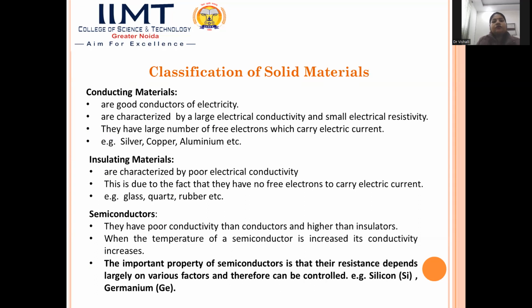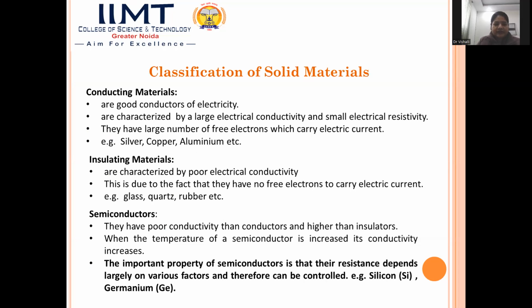The large value of the electrical conductivity in the case of the conductor is due to the presence of mobile charges, or the presence of a large number of free electrons. Those free electrons are able to carry the electric current. So in conductors, we have a large number of free electrons. That is why they are called good conductors. They are able to conduct electricity through them. Examples of conducting materials are all the metals, such as silver, copper, aluminium, etc.